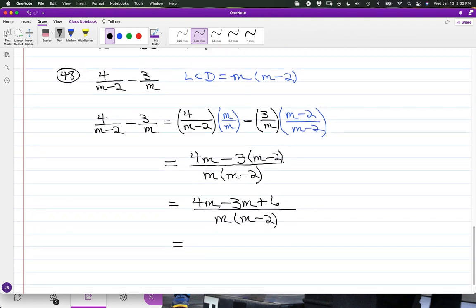In the final result, 4m minus 3m becomes m, and we have m plus 6, all over m times the quantity of m minus 2.